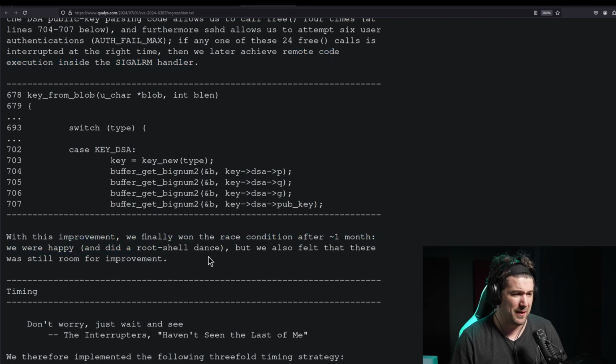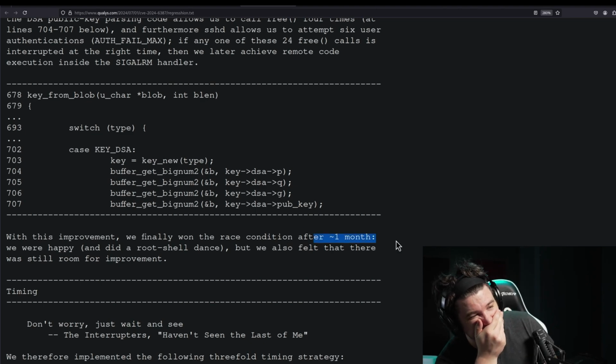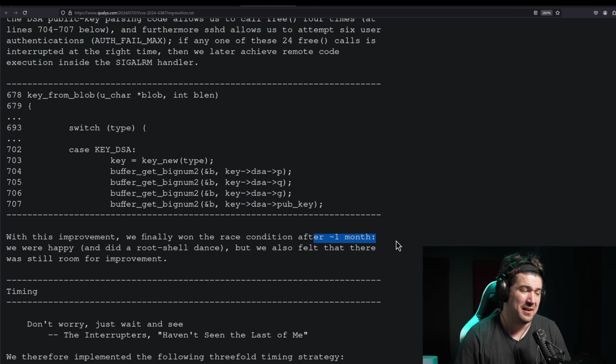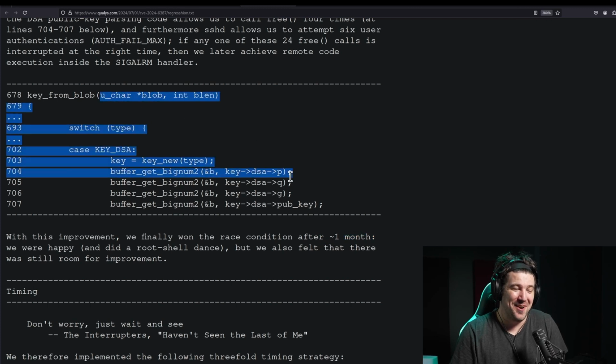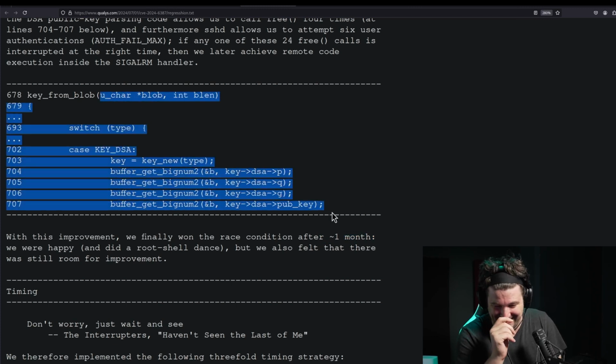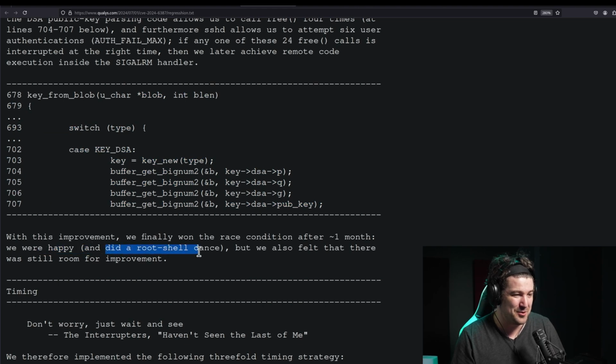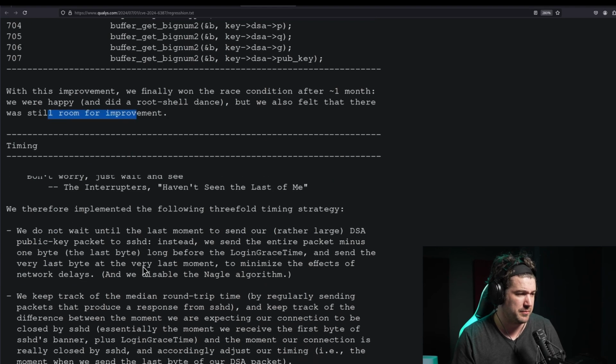With this improvement, we finally won the race condition after roughly one month. One month? They let this thing run for a month? That's pretty awesome. We were pretty happy. We did a root shell dance. I don't know, is a root shell dance an actual thing? But we also felt that there was still room for improvement.